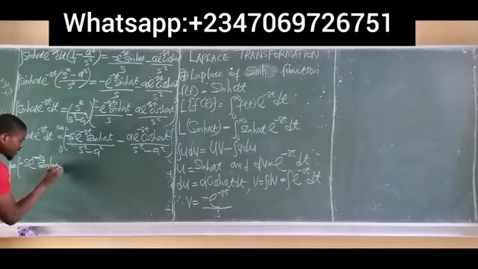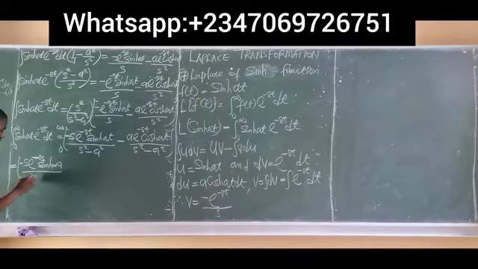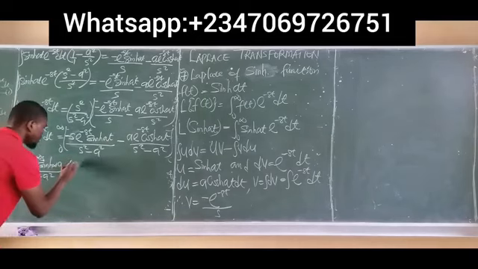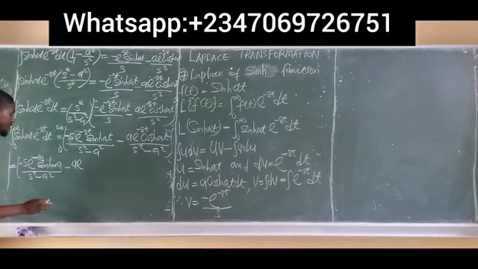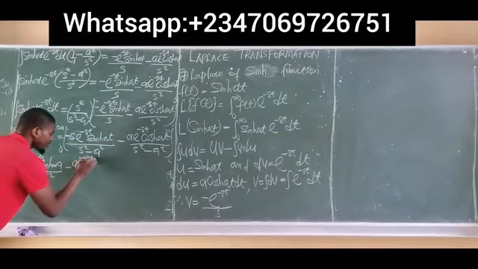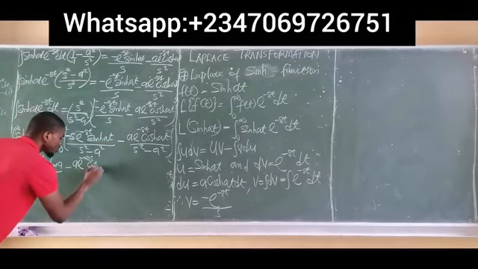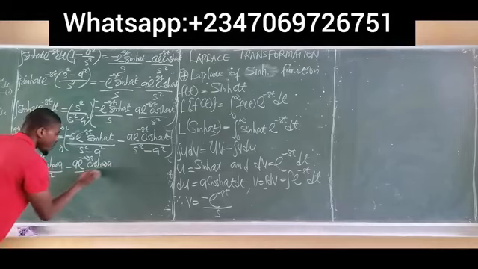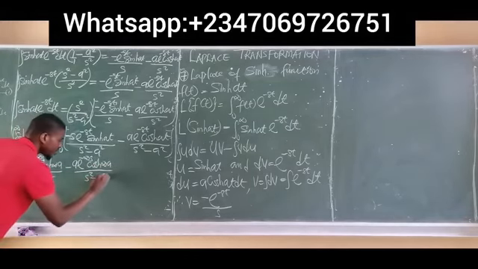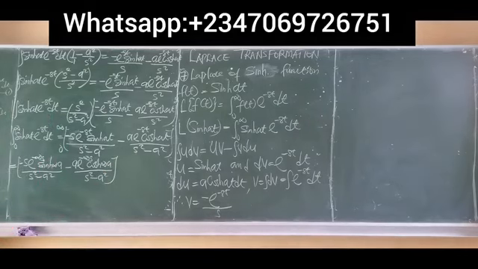all over s squared minus a squared, minus the term we have here: a e to the power of minus st. In place of t again, put in infinity, so it becomes minus infinity times s, and cos at becomes cos infinity times a, all over s squared minus a squared. So this is the upper limit. Now, upper limit minus the lower limit. For the lower limit, wherever you see t, put in the value 0.